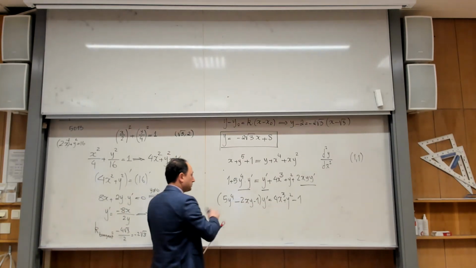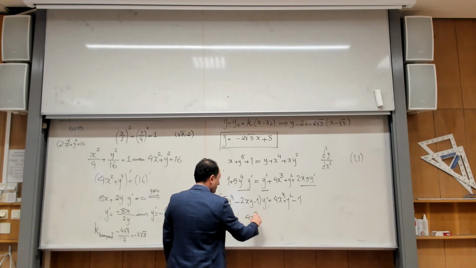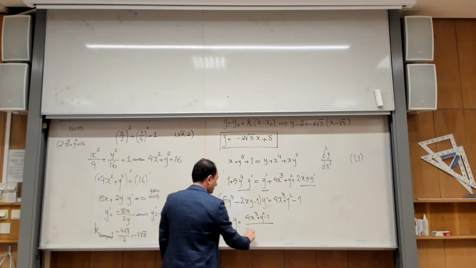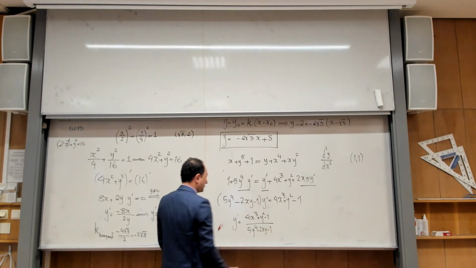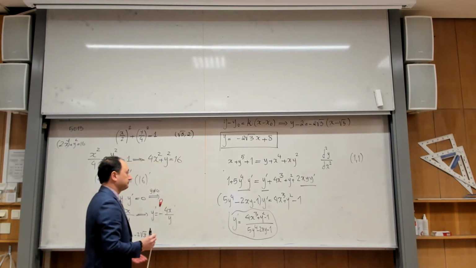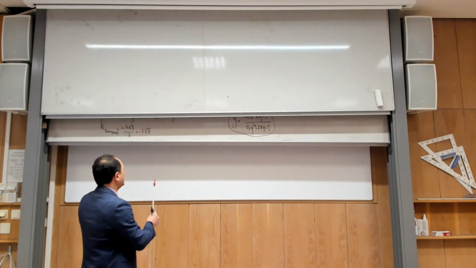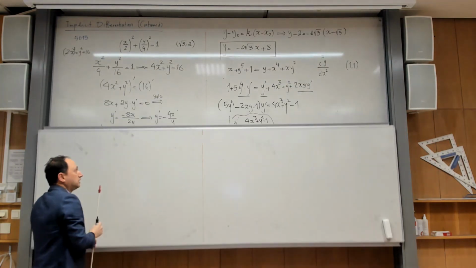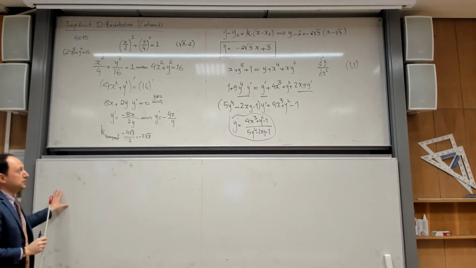So I find y prime. So y prime is 4x to the power of 3 plus y squared minus 1 divided by this expression. So 5y to the 4 minus 2xy minus 1. So this is my first derivative. Okay, and then what I have to do, I have to calculate one more derivative. So that is a little problematic, okay?